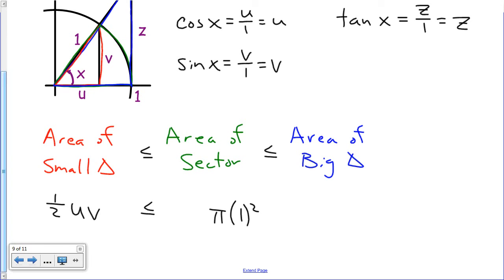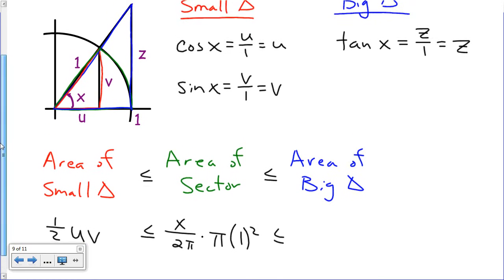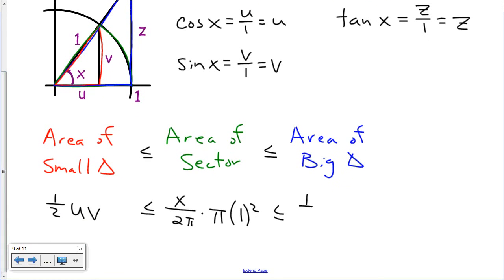Well, the fraction of the circle that we're working with is based on this angle. The angle that we're working with is x, and that's x out of a full circle of 2 pi. So if we take x over 2 pi and multiply it by the area of the whole circle, that tells me the area of that sector. And that's less than or equal to the area of the big triangle. Now the big triangle has a base of 1 and a height of z. So the area is 1/2 the base, which is 1, times the height, which is z. Okay. So there is our double inequality.